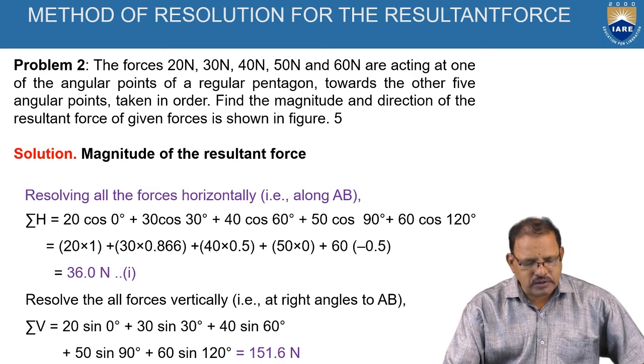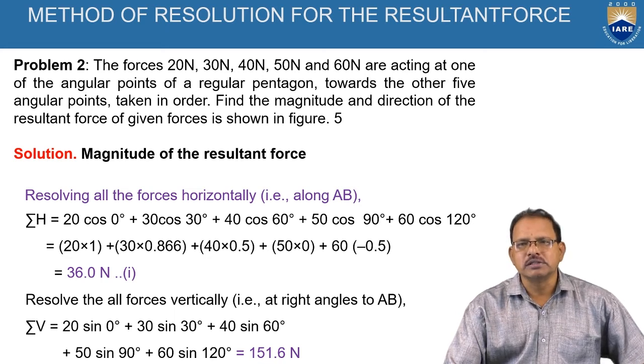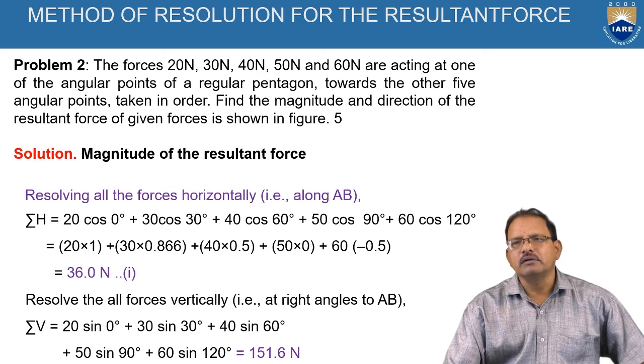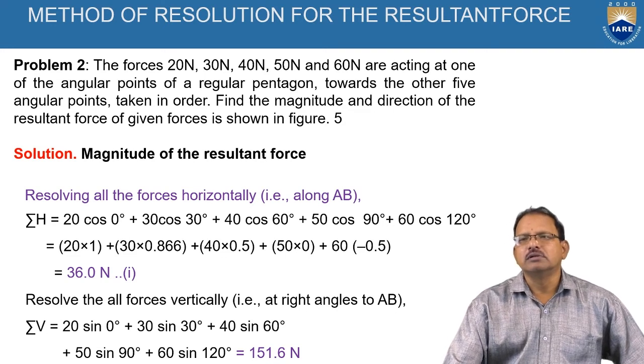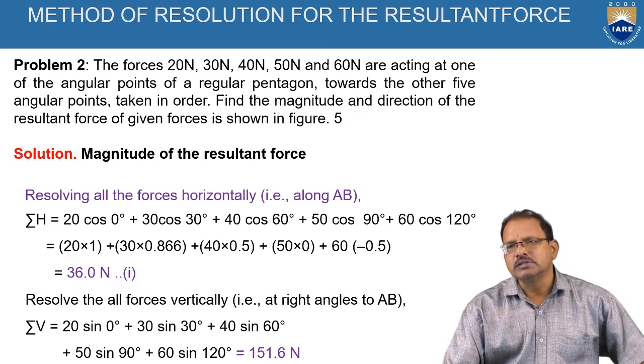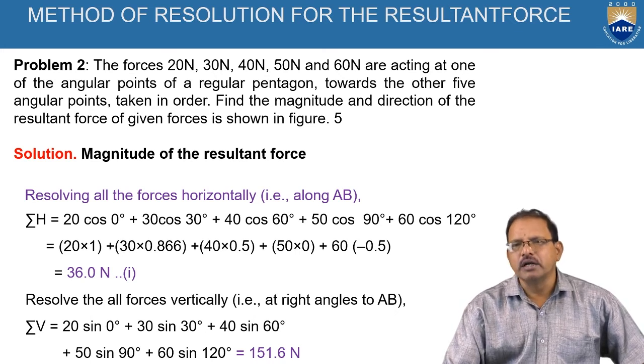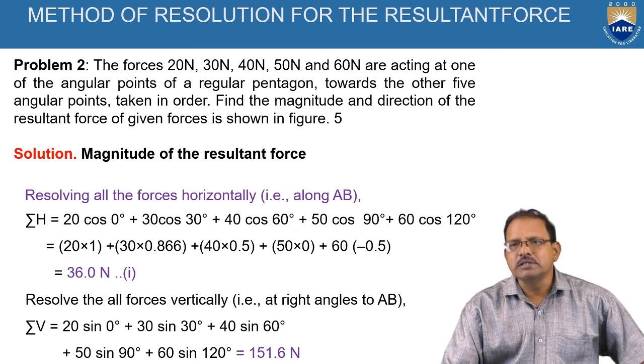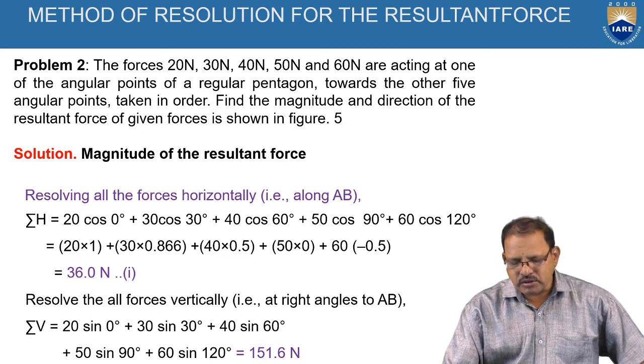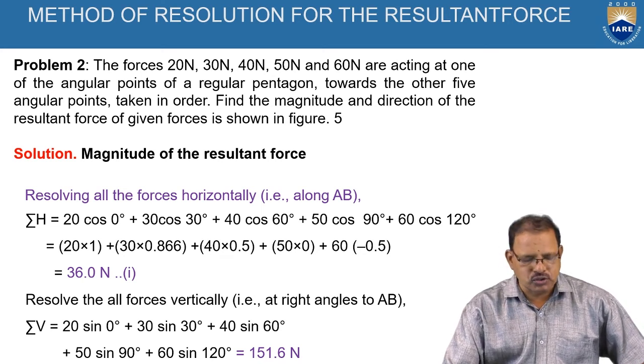So, on substituting the values, we get cos 0 is equal to 1, cos 30 is equal to 0.866, cos 60 is equal to 0.5, cos 90 is equal to 0, and cos 120 we can take as 180 minus 60, or 90 plus 30. So, based on the trigonometric relations, in the second quadrant cos is negative, hence 60 into minus 0.5. So, the total sum now becomes 36.0.